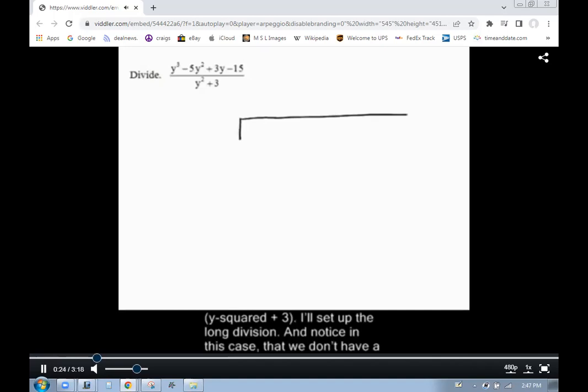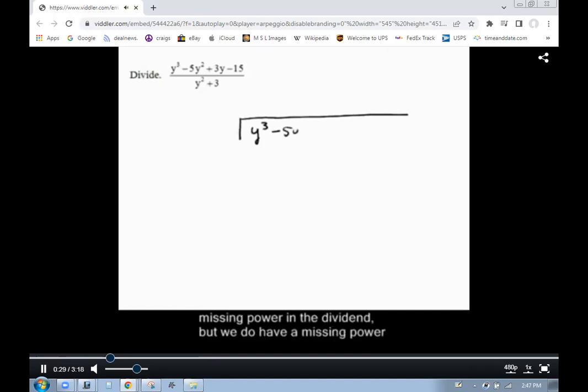In this video, we'll use long division to divide y cubed minus 5y squared plus 3y minus 15 by y squared plus 3. I'll set up the long division. And notice in this case that we don't have a missing power in the dividend. But we do have a missing power in the divisor. I'll use a placeholder of 0y in the divisor.